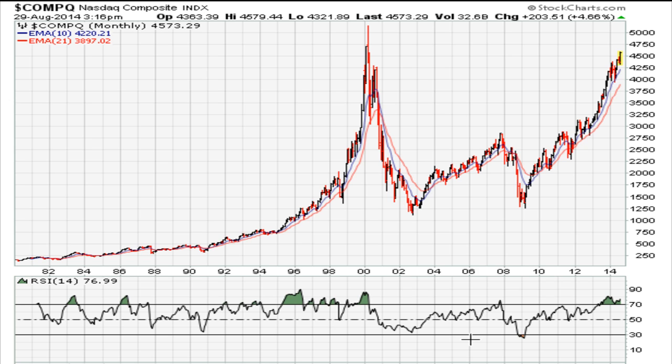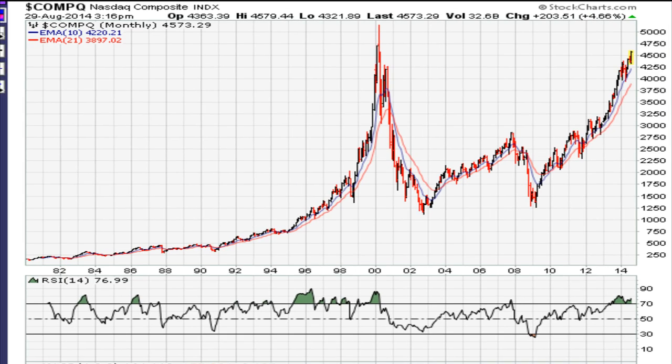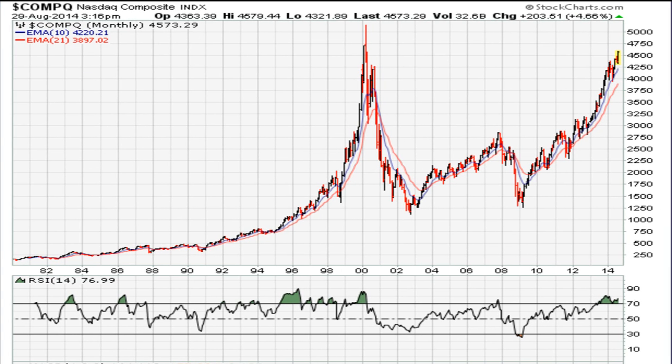You might be familiar with this chart. It is the NASDAQ monthly chart, going back from 1980 all the way to the current chart of August 2014. I want to draw one simple line, and there you have it.